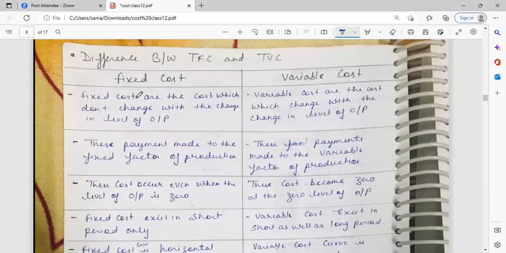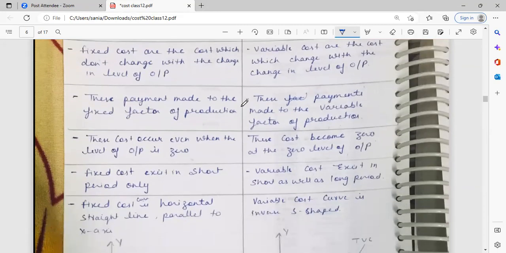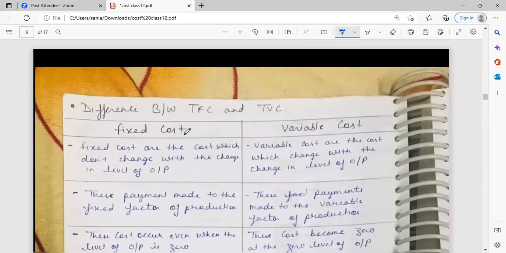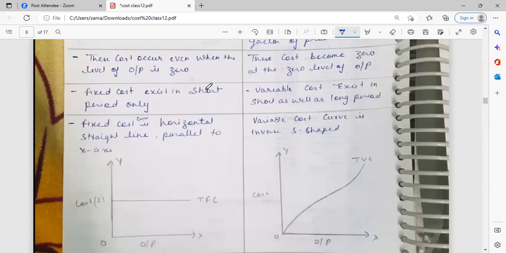Fixed costs are the costs which do not change with the change in level of output. Variable costs are the costs which change with the level of output. These are payments made to the fixed factors of production. These are payments made to the variable factors of production. Fixed costs occur even when the level of output is zero, because they are fixed. Variable costs become zero at the zero level of output. Fixed costs exist in the short period only. Variable costs exist in the short as well as the long period.